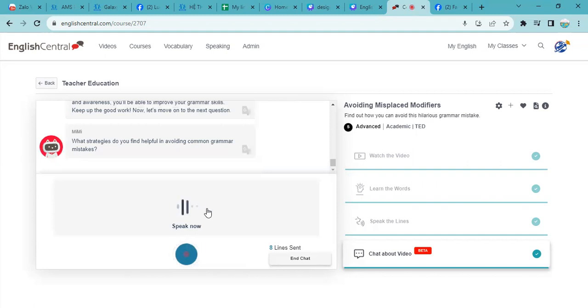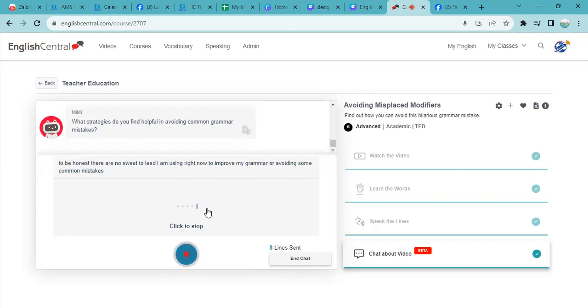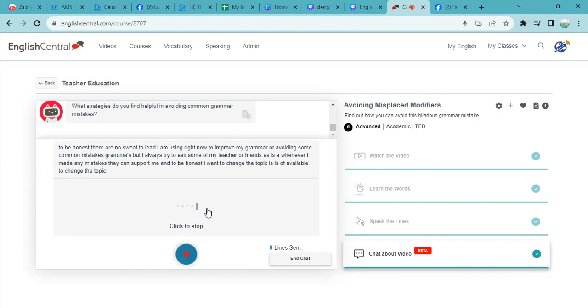To be honest, there is no strategy I am using right now to improve my grammar or avoid common grammar mistakes. But I always try to ask my teachers or friends whenever I make any mistake, so they can support me. And to be honest, I want to change the topic. Is it available to change the topic or not, Mimi? I want to change the topic to discuss more.